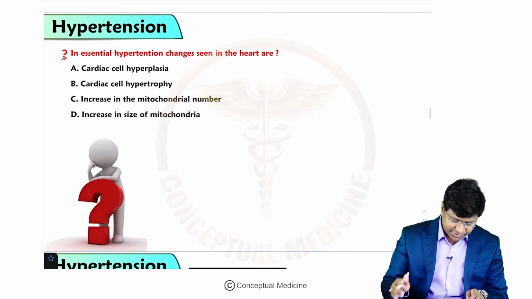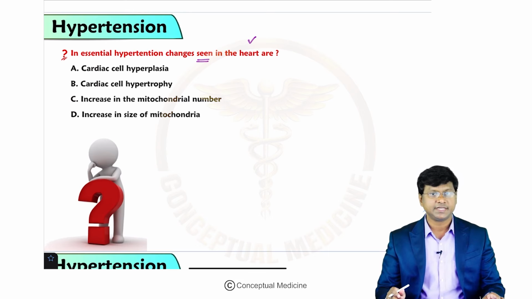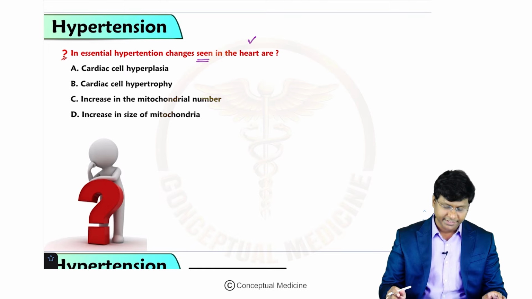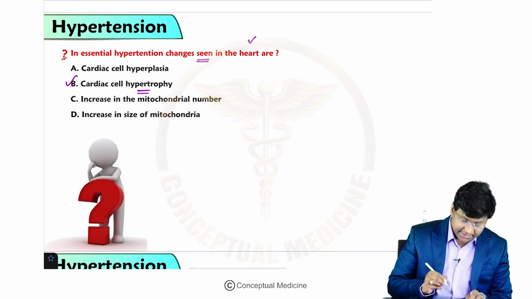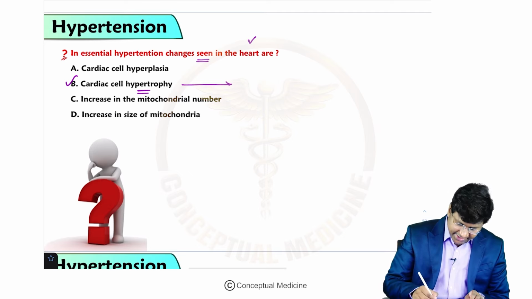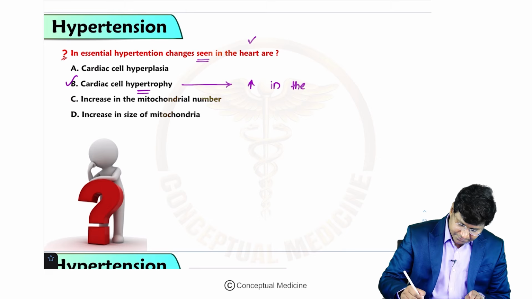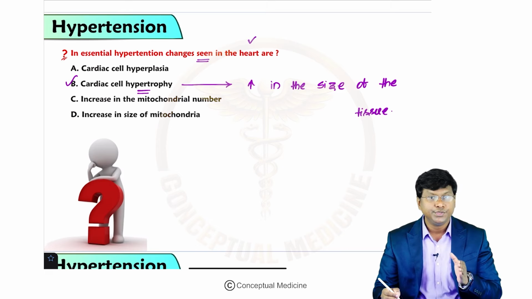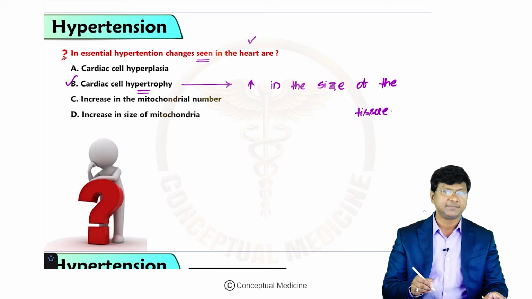Now followed by that, if you see this question, in essential hypertension, changes seen in the heart are cardiac cell hyperplasia, cardiac cell hypertrophy, increase in the mitochondrial number, increase in the size of the mitochondria. So in essential hypertension, the change seen in the heart is the cardiac cell hypertrophy, right? So what is cardiac cell hypertrophy? It is increase in the size of the tissue, due to increase in the size of the individual cell. That is what you will observe in hypertension.